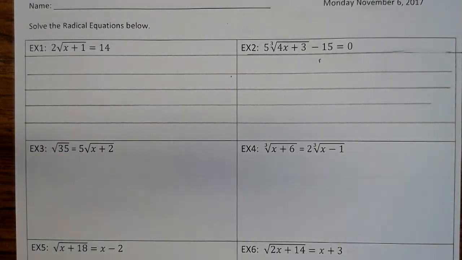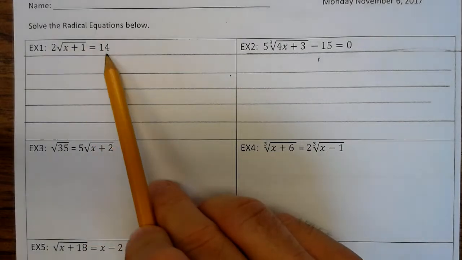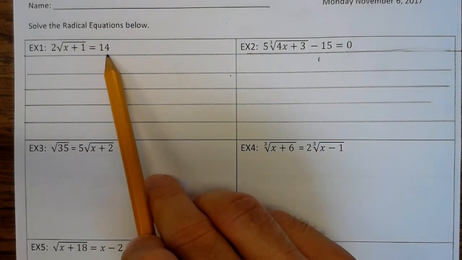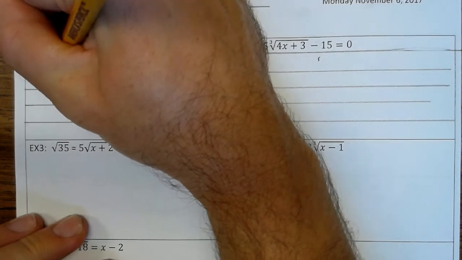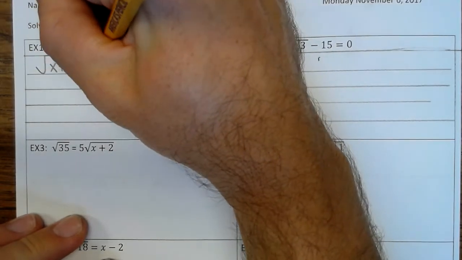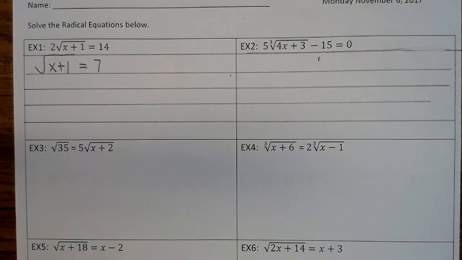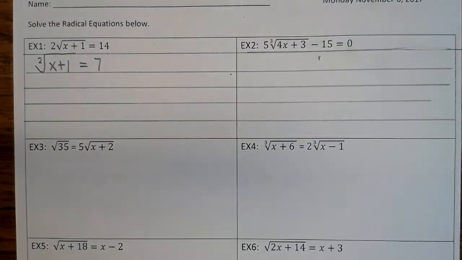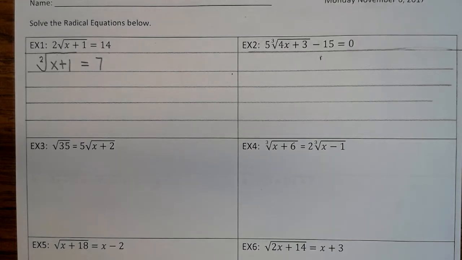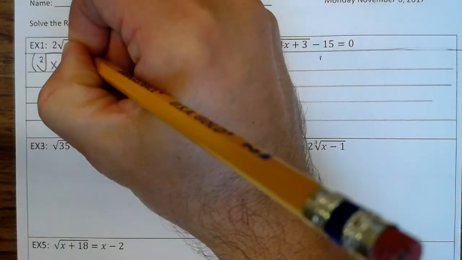All right. So the first step is we're going to divide both sides by 2. So 2 divided by 2 is 1, and 14 divided by 2 is 7. So you get the square root of x plus 1 equals 7. All right, now step 2 says to raise both sides of the equation to the power equal to the index of the radical. So the index of the radical here in this case is 2. So we're going to raise both sides by 2.